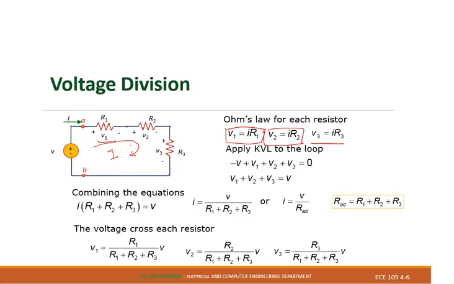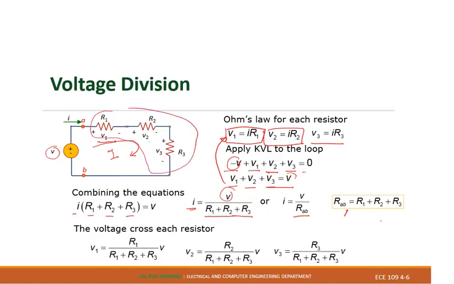If we apply KVL for this loop, minus V plus V1 plus V2 plus V3 will be equal to 0. If we know V, we put V on the other side, so V1 plus V2 plus V3 will be equal to V. We can apply the previous Ohm's law equation to each term. V1 will be I times R1, and so on. That's why we put I outside of the parentheses: I times R1 plus R2 plus R3. So I will be V over R1 plus R2 plus R3, or you can say I equal V over R equal. In this case, I call it RAB, because the resistors are connected serially, so RAB will be equal to R1 plus R2 plus R3.